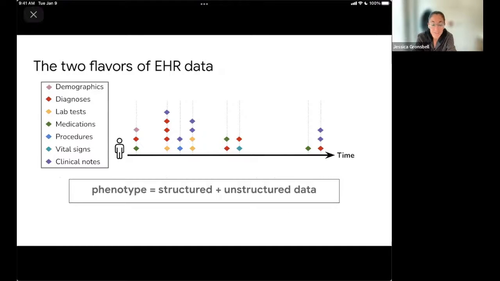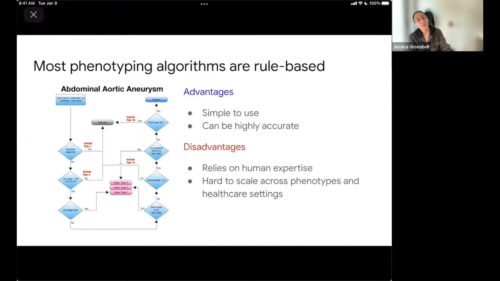But as you can imagine, someone's phenotype is contained in both structured and unstructured data. To really precisely characterize what conditions a patient has, we have to mine all of this extremely, extremely messy data. In healthcare so far, figuring out patient phenotypes, which is done with what are called phenotyping algorithms, has actually been hand curated by physicians. So they're rule-based, meaning it's a system of rules physicians come up with and say, okay, if you have this code or this term or this lab, then yes, you have the disease, otherwise no. And they look like flow charts like I'm showing here.